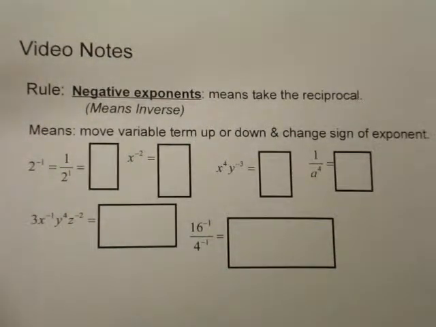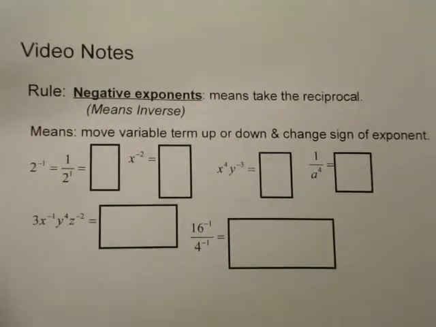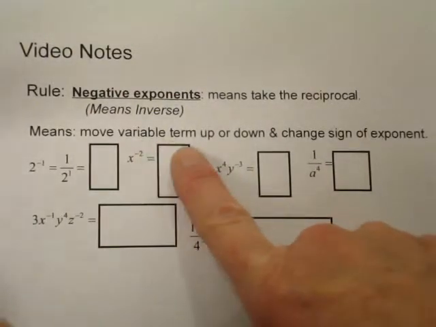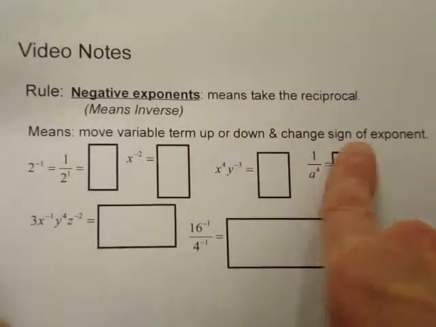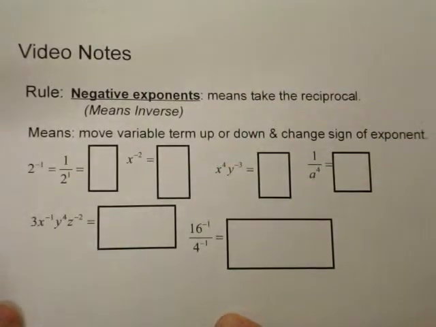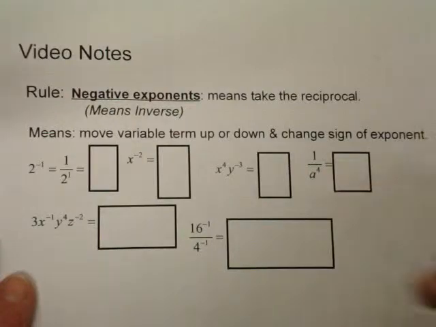Hello, this video is about the use of negative exponents. The negative exponent means to take the reciprocal. It means the inverse. It also means that you move a variable term up or down and change the sign of the exponent. So if it's in the numerator and it's negative, it would be positive in the denominator, and vice versa. So let's do a couple examples.